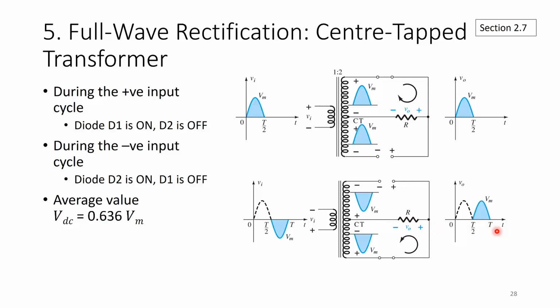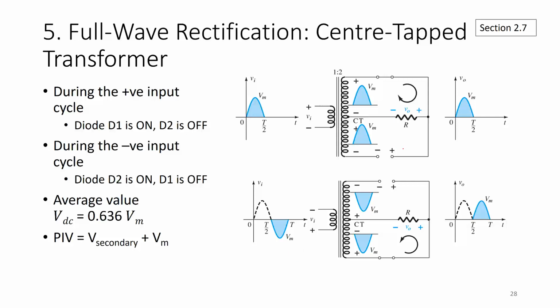And when you do an average value, just like the full wave bridge rectifier, because this value is graph dependent, not dependent on what circuit is producing it, it's going to be the same, because you have double the half cycle, so it's going to be 0.636 Vm. But what about the peak inverse voltage? Now this peak inverse voltage is going to be slightly different from the bridge wave rectifier.